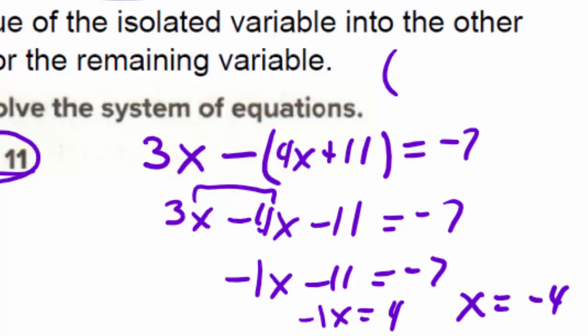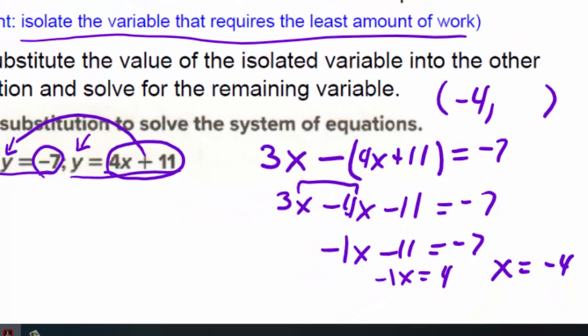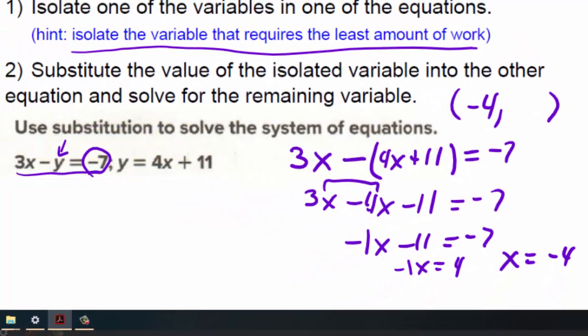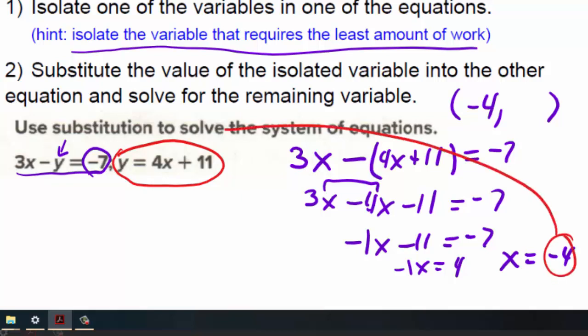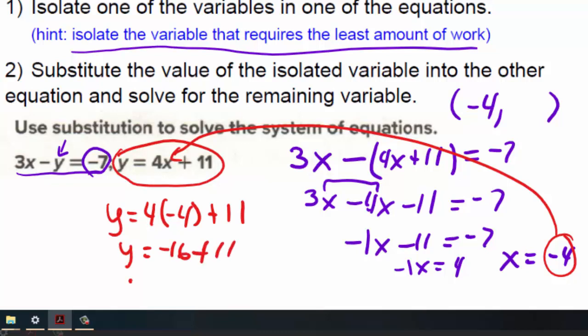So it looks like half my solution is negative 4 for x, but I got to go solve the other half for y. Now what I would do is go back to the original equations and go back to this one right here and substitute negative 4 in place of this x, and now you can solve for y. So y will equal 4 times negative 4 plus 11. So y is going to equal negative 16 plus 11. Y ends up equaling negative 5, so the solution ends up being negative 4, negative 5.